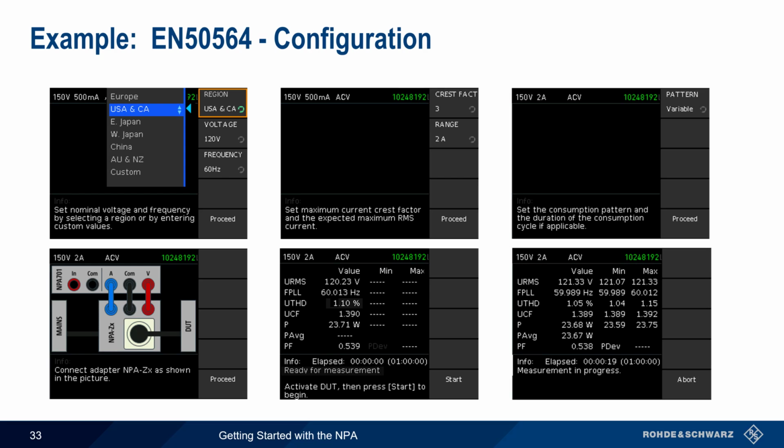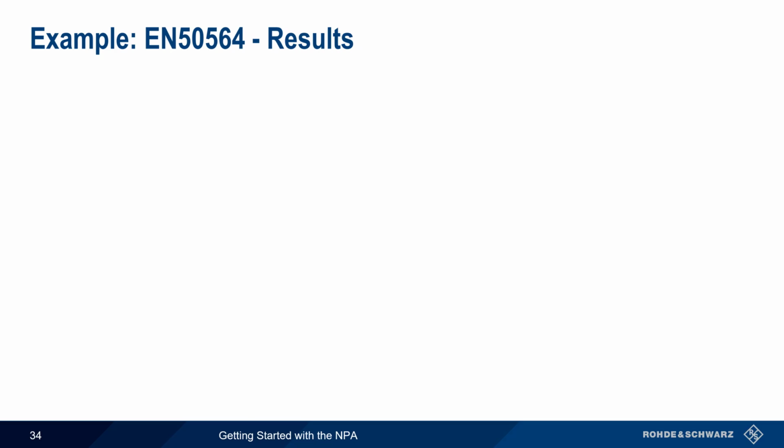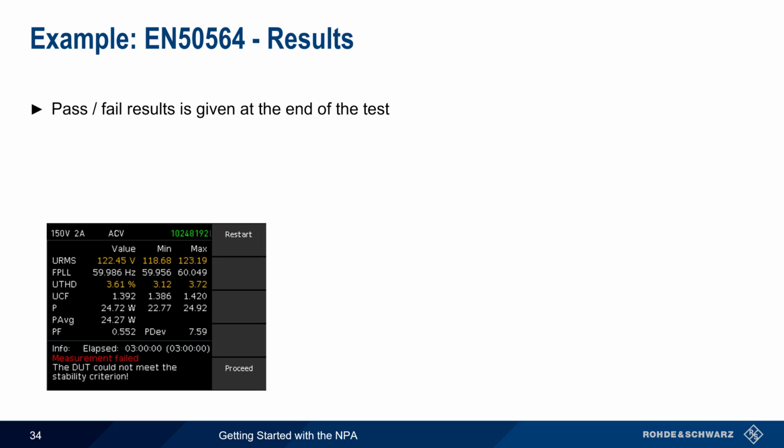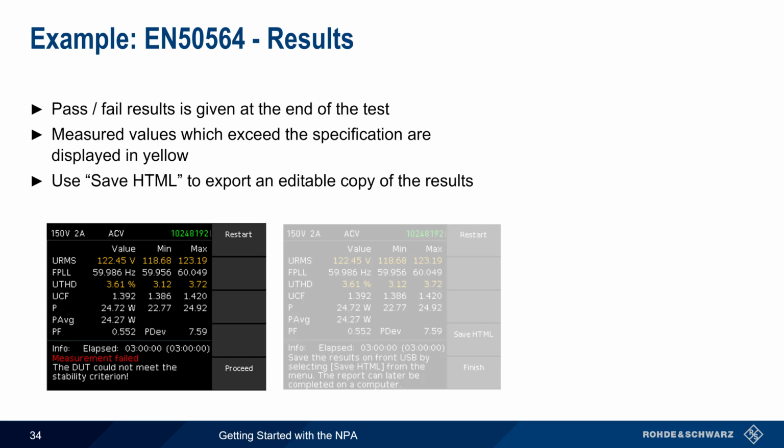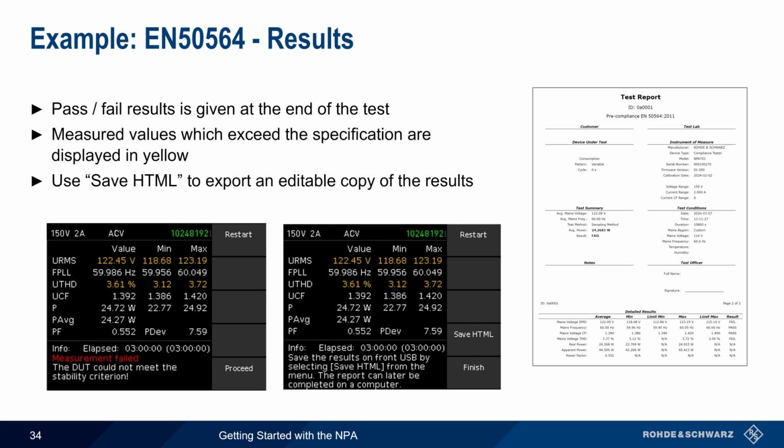Measurement results are displayed in real time as the test is running, and both elapsed time and total test time are also displayed. At the end of the test, a pass-fail result is given. Any measured values which fall outside of the specified range are displayed in yellow. The measurements can then be restarted, or results can be exported to a USB drive in HTML format by selecting Save HTML from the menu.